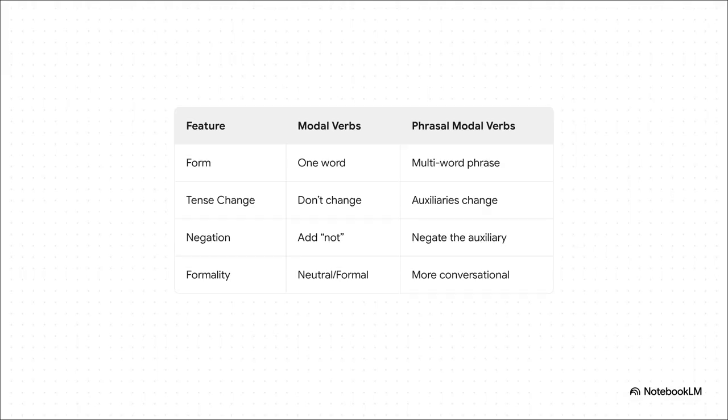Now, check this out, because this is probably the biggest difference right here. It all comes down to tense. Modal verbs like can or must, they're kind of frozen in time. You can't say, "I will must go." It just sounds wrong, right? But with phrasal modals, that first verb, like have in have to, is totally flexible. So you can easily say, "I had to go," and put that obligation in the past. That flexibility, it is an absolute game changer.